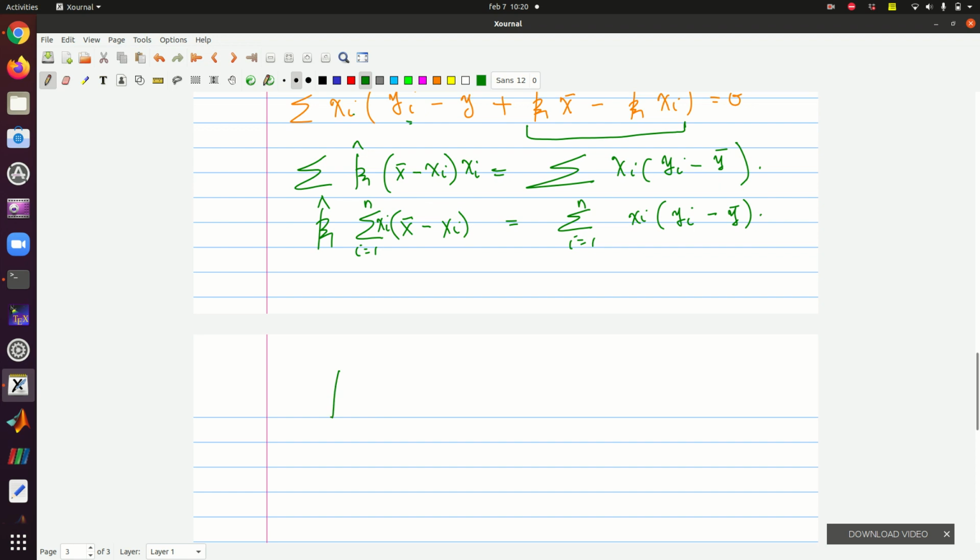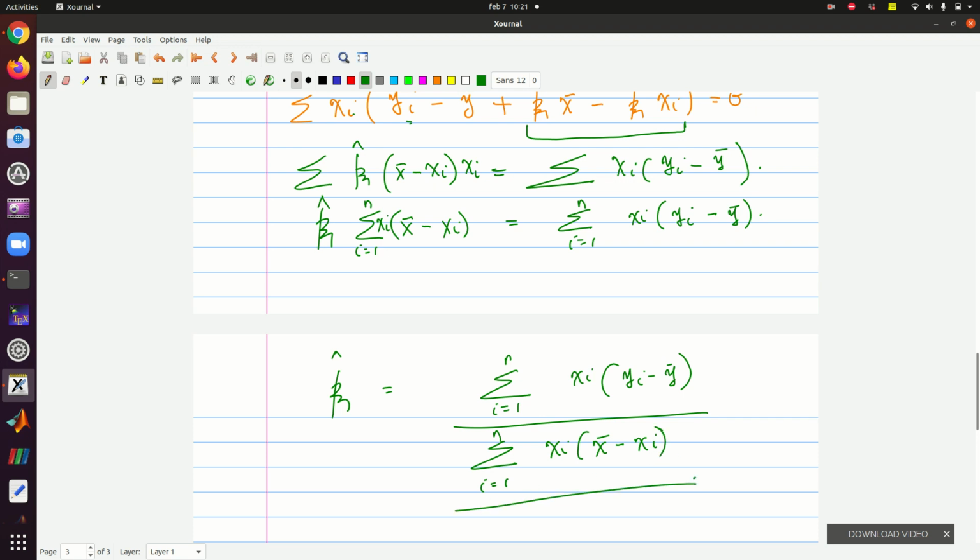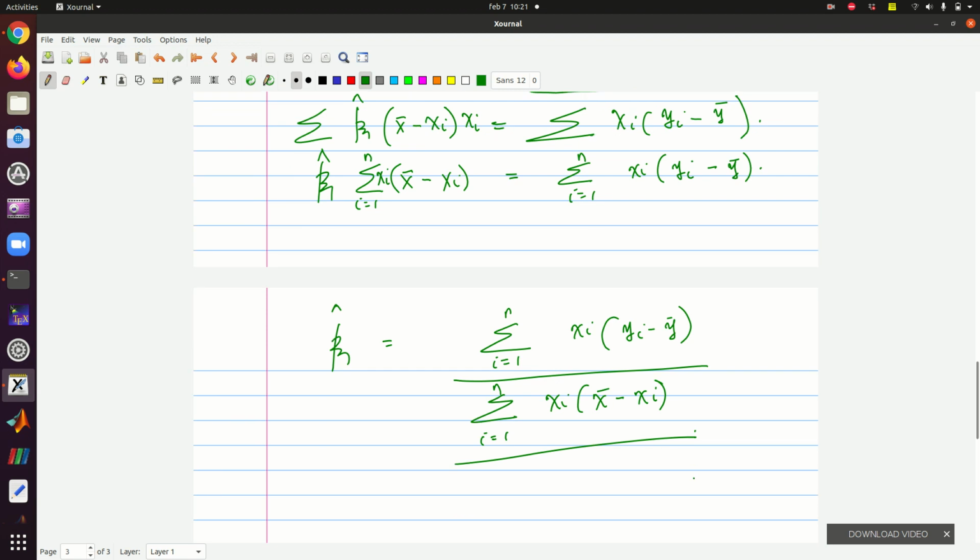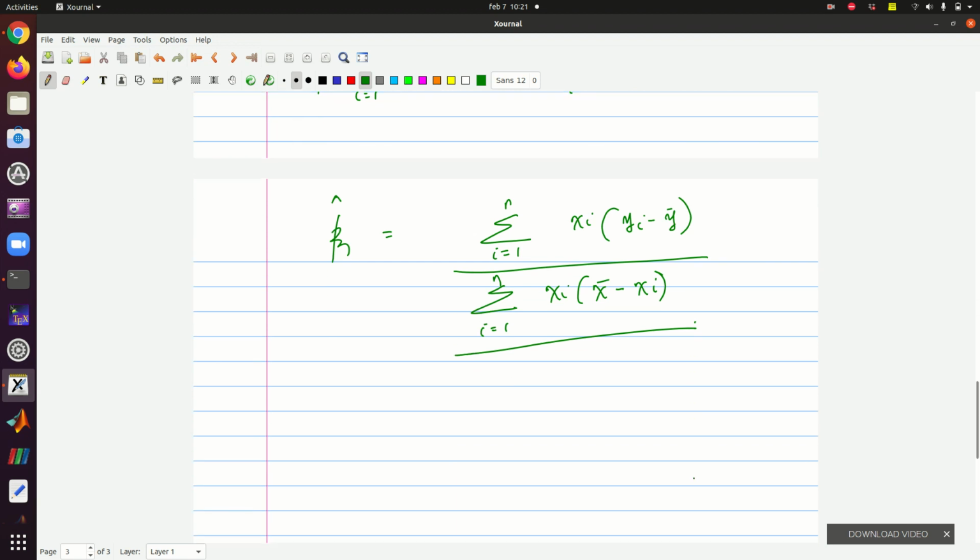So from there we can say that our beta 1 hat is going to be equal to the summation from i equals 1 up to n of xi into (yi minus y bar), everything divided by the summation from i equals 1 up to n of xi into (x bar minus xi). If I haven't made a mistake, that is the expression we have for beta 1.